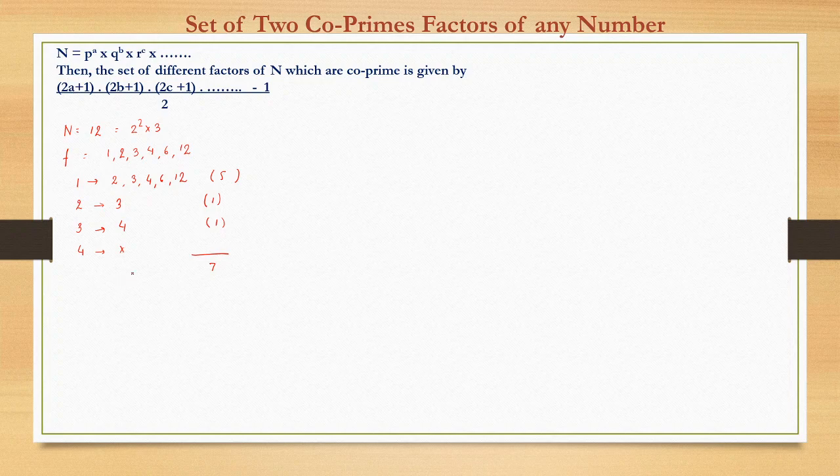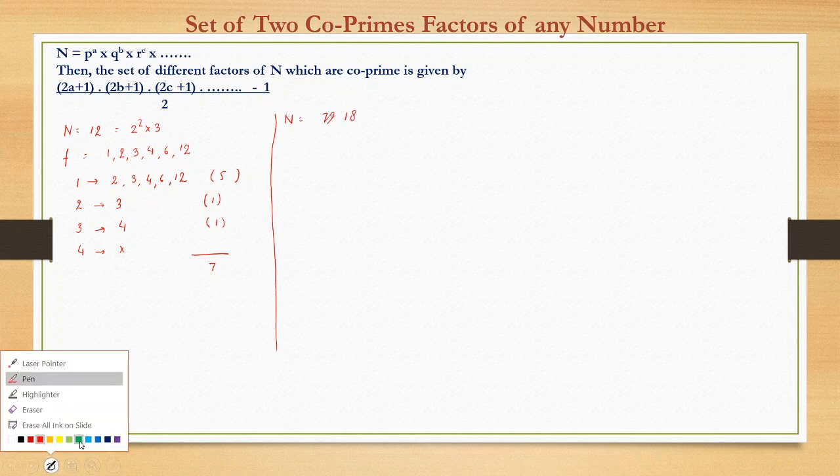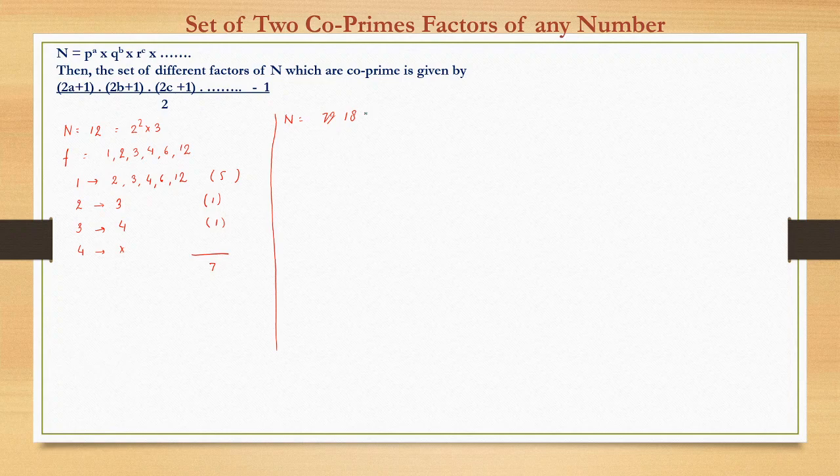Similarly, if we see another example, say suppose n is equal to 18. Let's take a smaller example, 18. So 18 we can write as 2 into 3 square. So what are the factors here? 1, 2, 3, 6, 9 and 18, right?